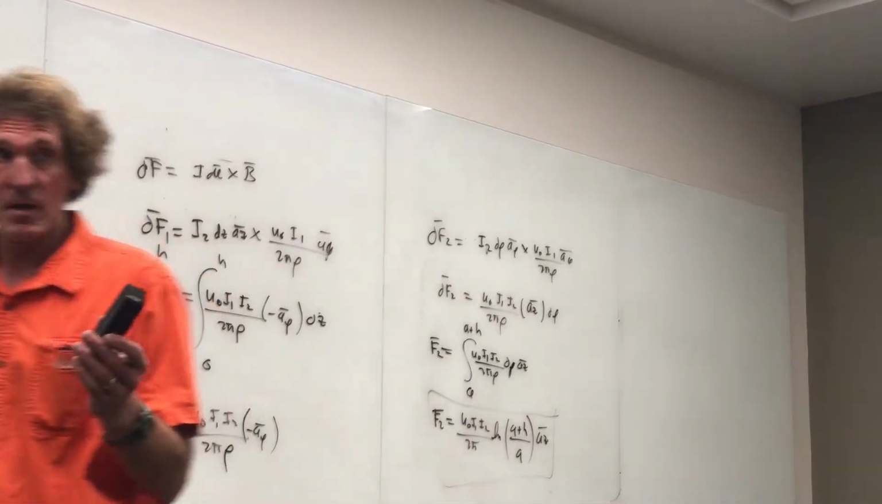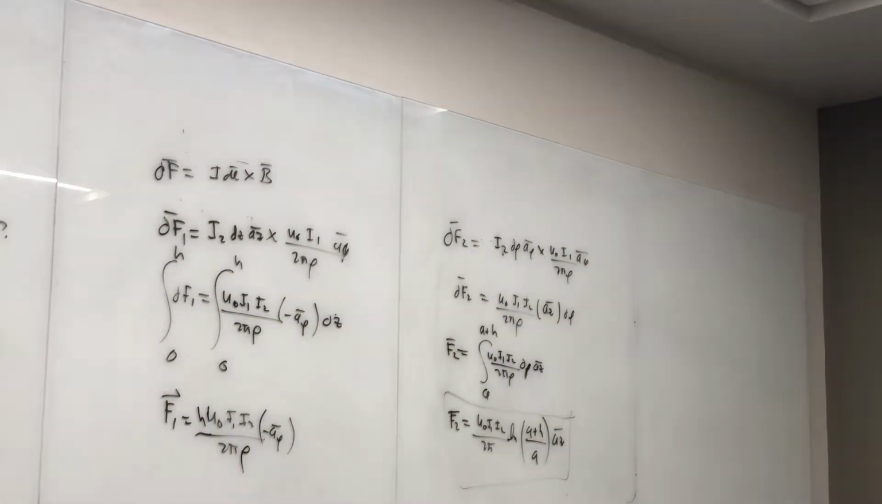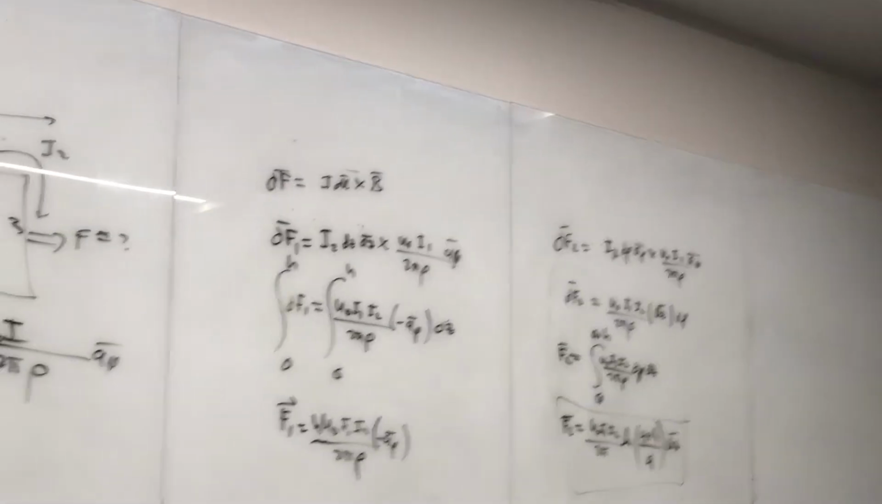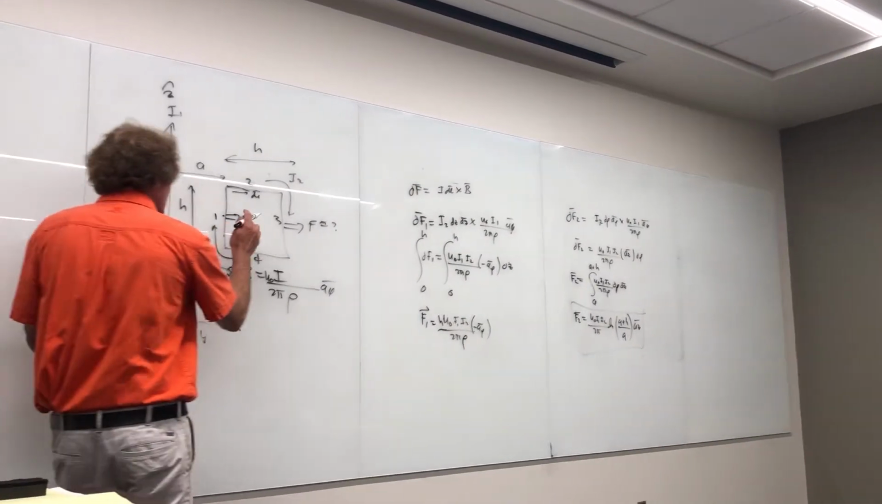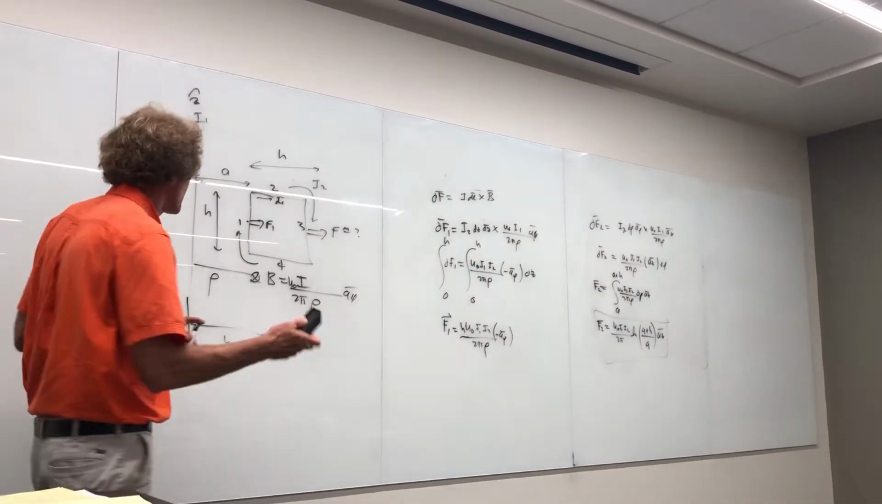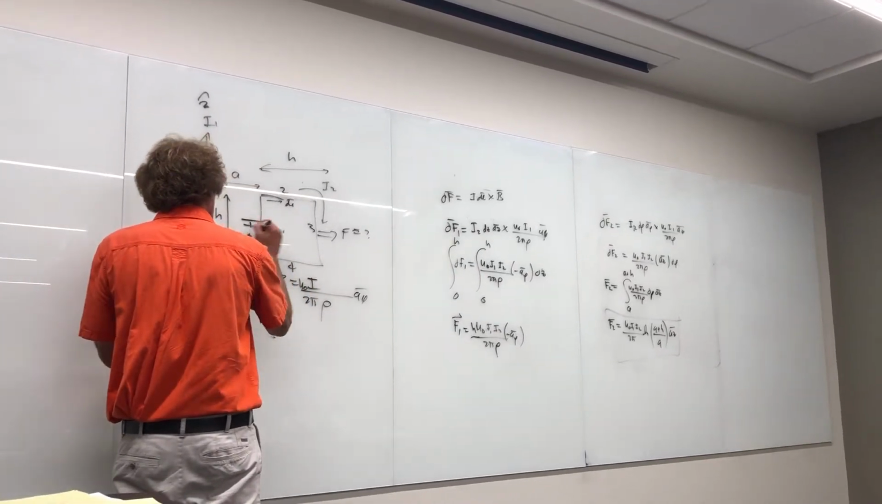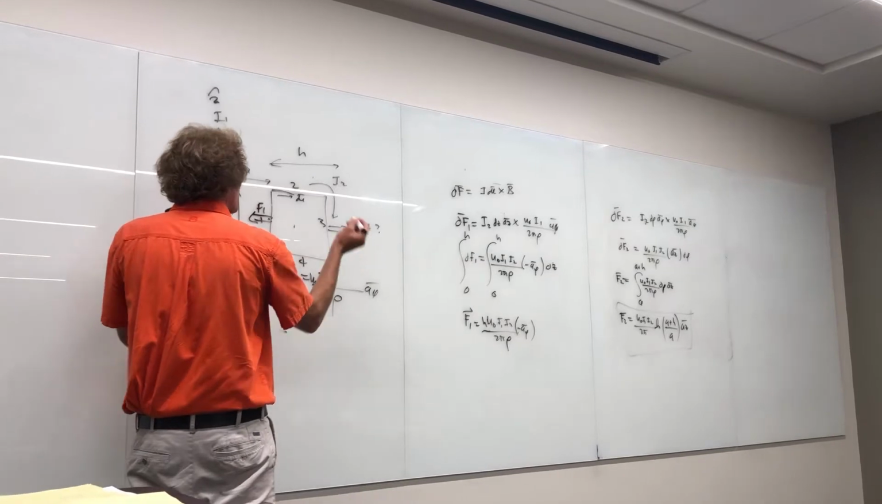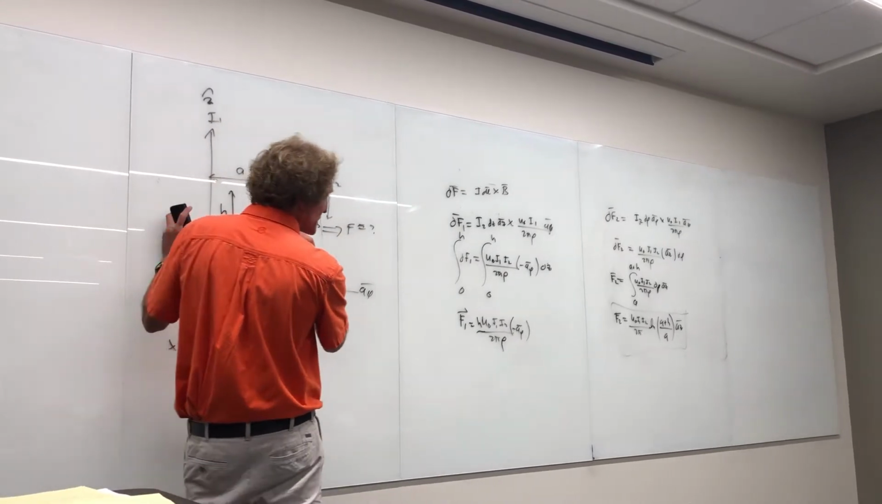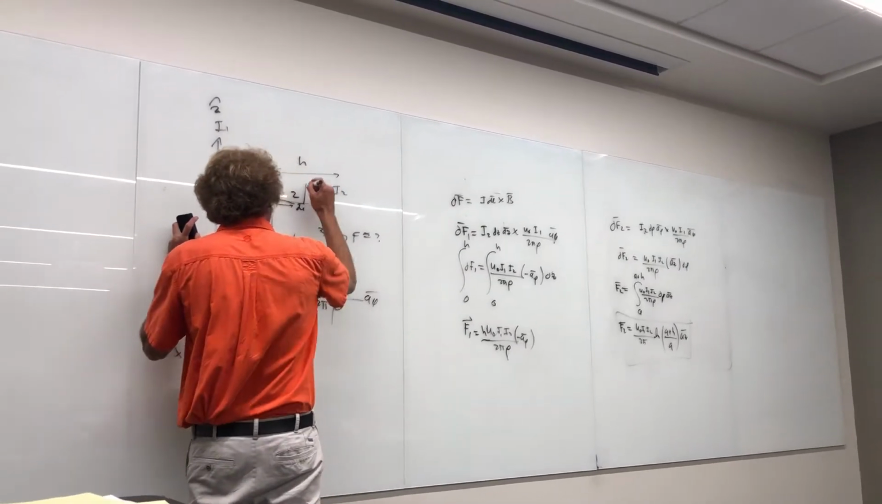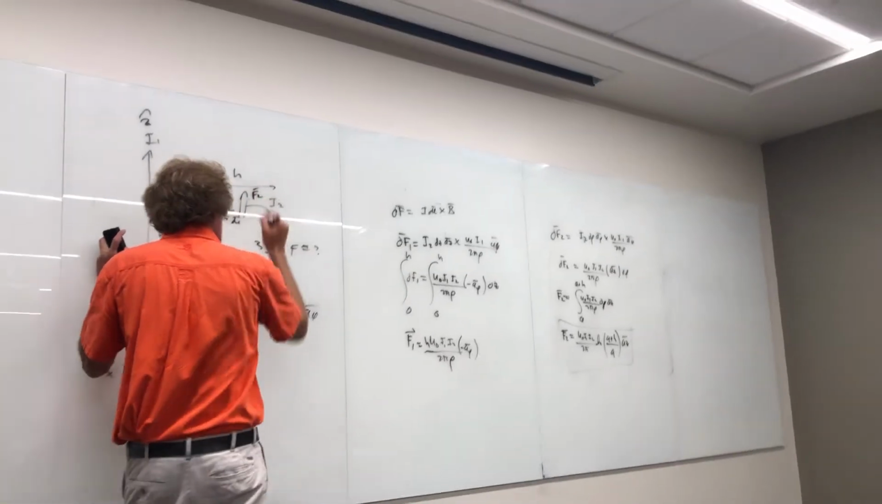You all see what I'm doing, right? Now, so that force is upward. Take a look at this. F1, I've actually got the direction drawn on. F1 is pulling it this way. F2 is pulling it this way, right?